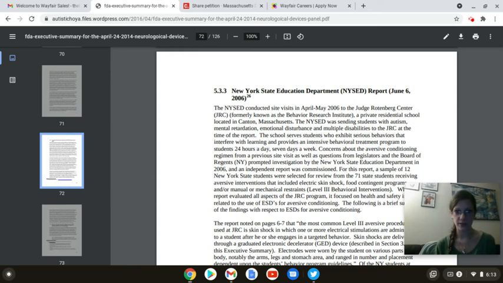5.3.3. The NYSED conducted site visits in April to May 2006 to the Judge Rotenberg Center, JRC, formerly known as the Behavioral Research Institute, a private residential school located in Canton, Massachusetts. The NYSED was sending students with autism, intellectual disability, emotional disturbance, and multiple disabilities to the JRC at the time of the report. The school serves students who exhibit serious behaviors that interfere with learning and provides an intensive behavioral treatment program to students 24 hours a day, 7 days a week.